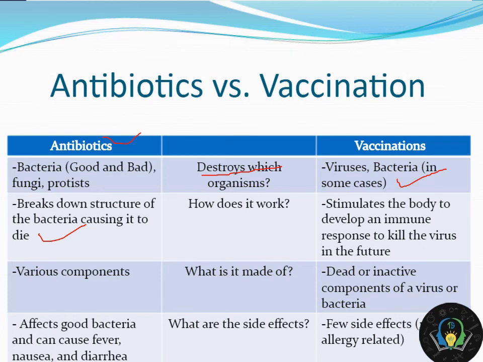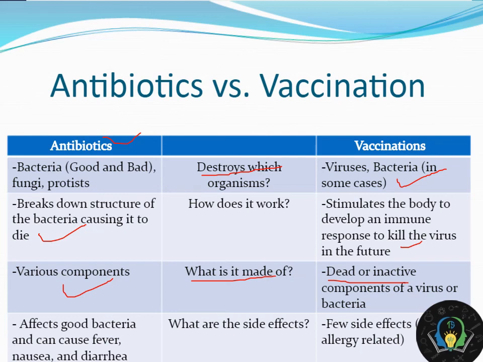Vaccination stimulates the body to develop an immune response to kill the virus in the future. So it is actually learning how to fight against any disease. Then, what is it made of? Antibiotic is made up of various components, and a vaccine is made up of dead or inactive components of a virus or bacteria.